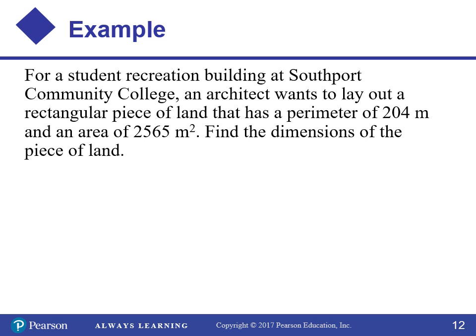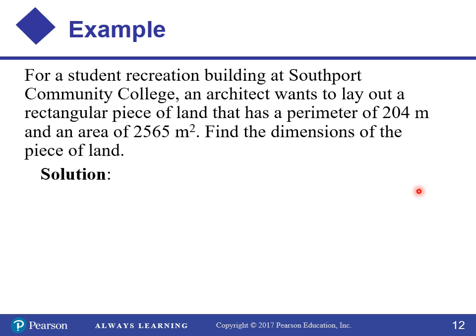Okay, for the next example, it says for a student recreation building at Southport Community College, an architect wants to lay out a rectangular piece of land that has a perimeter of 204 meters and an area of 2,565 meters squared. Find the dimensions of the piece of land. So we are given the perimeter and we are given the area. We know it's a rectangle. So we're going to have to say what dimensions are going to give us this area.